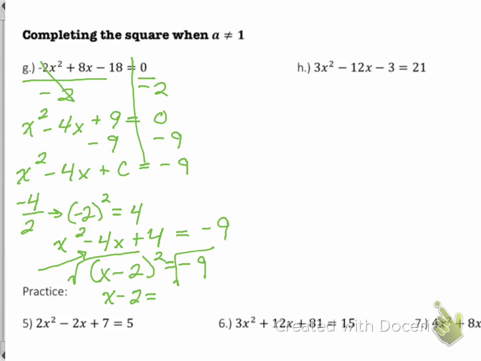Now, I love this problem because, I'm going to start in red, you cannot take the square root of a negative number. It's impossible. And the reason why it's impossible is because there's no number multiplied by itself that will give you a negative outcome, okay? And so we would say that this has no solution.